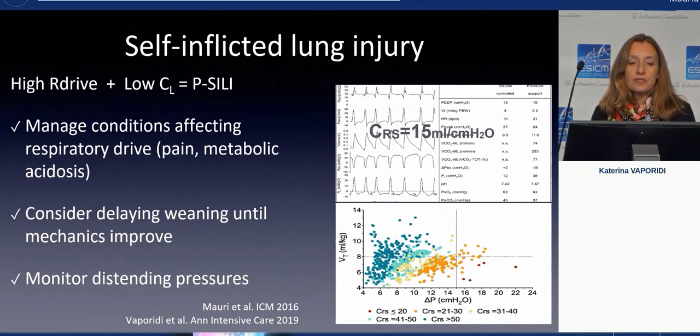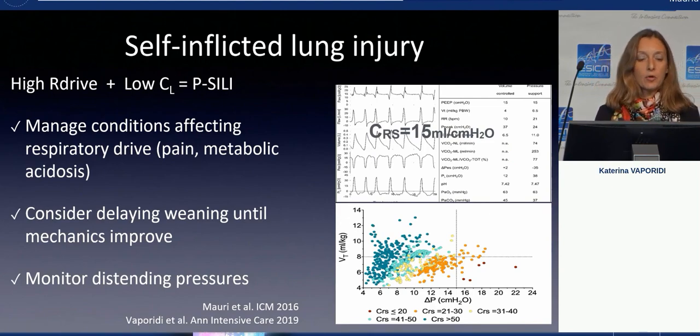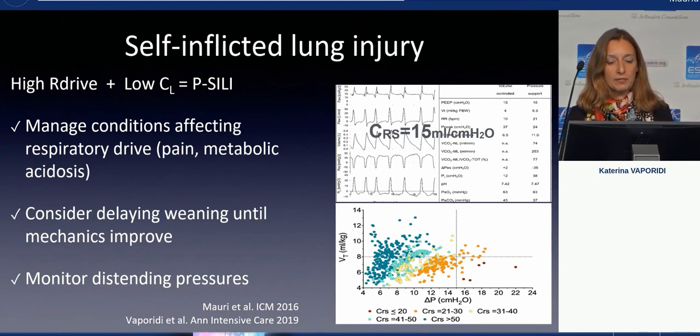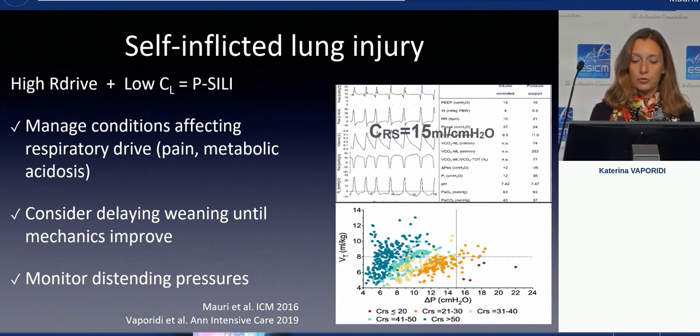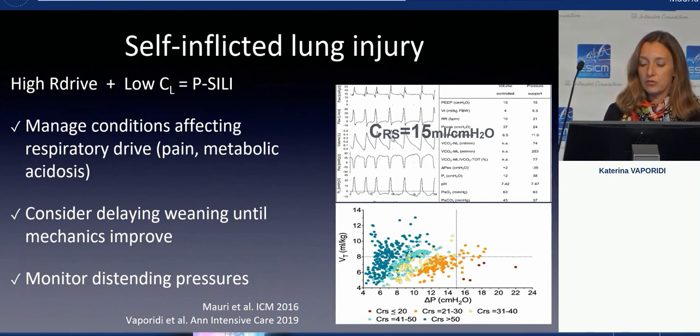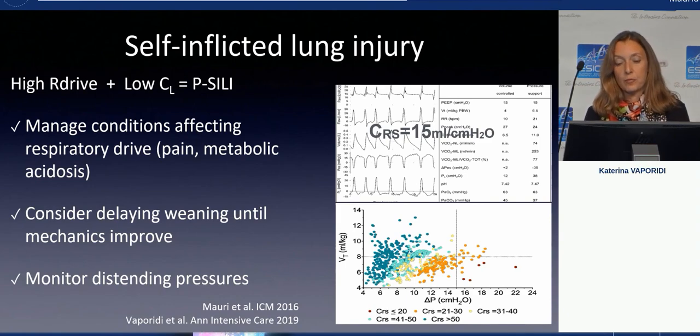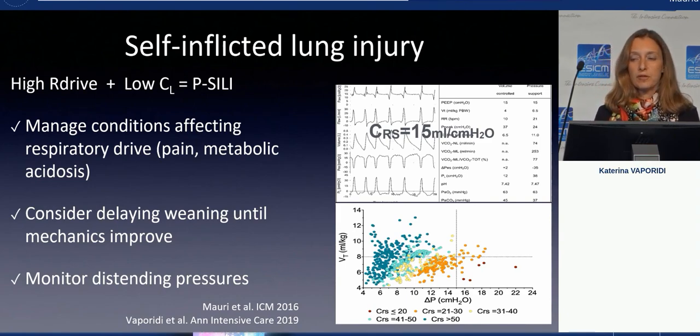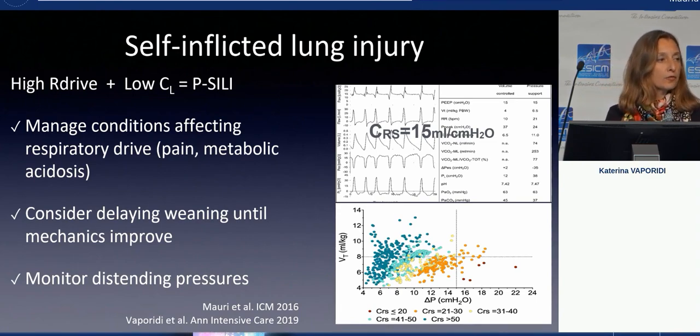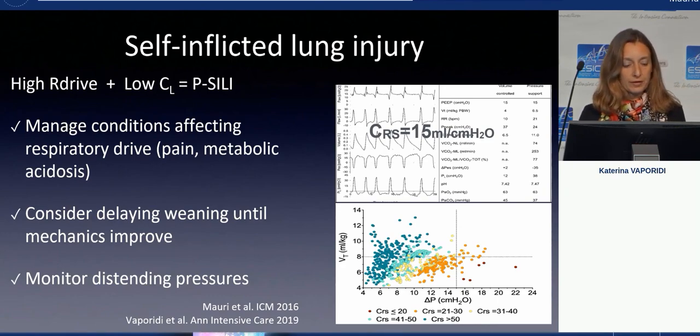One more problem: self-inflicted lung injury. A patient with a high respiratory drive and a low lung compliance is at risk of injuring his lung with his spontaneous effort. This is a case report of a patient on ECMO with a respiratory system compliance of 15, who, when switched to assisted breathing, was able to generate with his muscles a pressure gradient of 30 centimeters of water, and of course this is an injurious pattern of breathing.